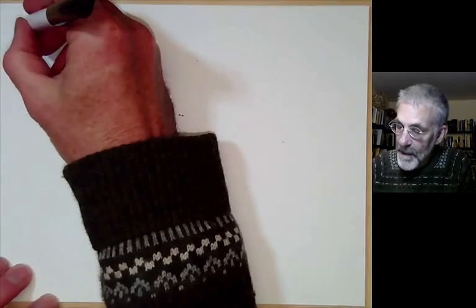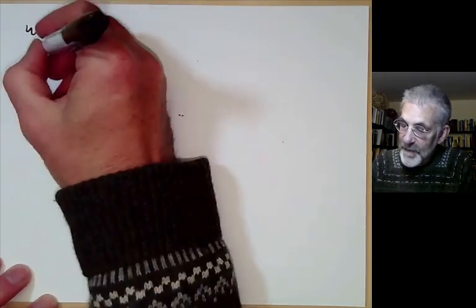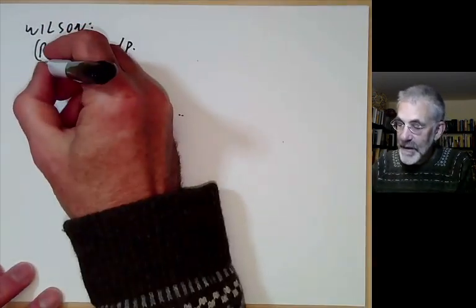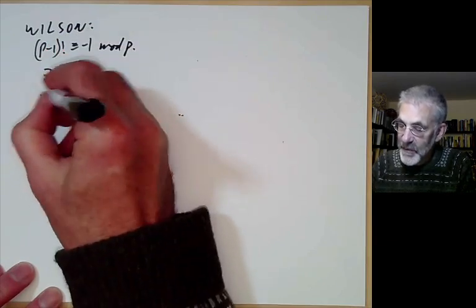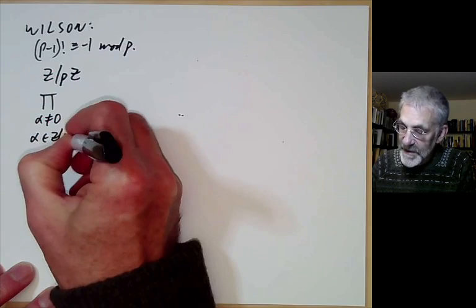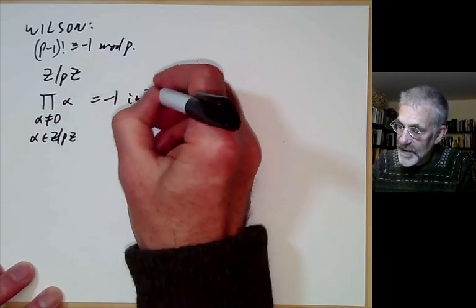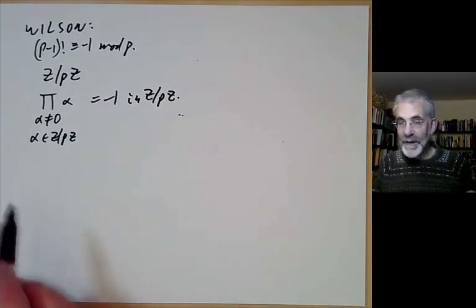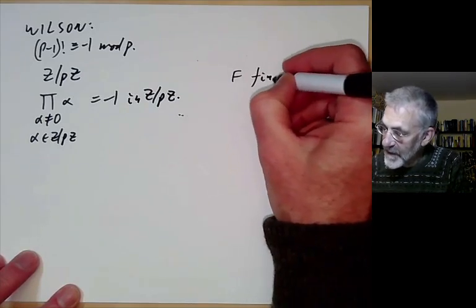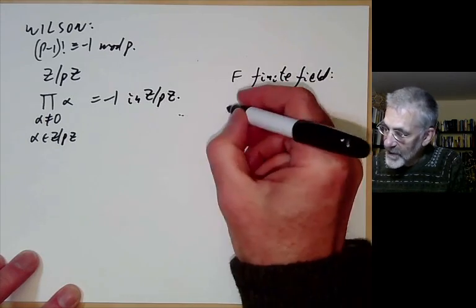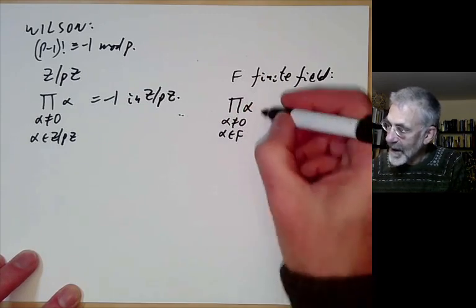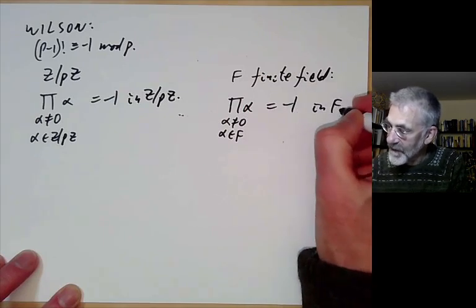Then we had Wilson's theorem, which said that P minus 1 factorial is congruent to minus 1 mod P. And this is for the field Z modulo PZ, and it just says the product over all alpha not equal to 0, alpha in Z modulo PZ, is equal to minus 1 in Z modulo PZ. And the same works for all finite fields. So the analog for finite fields says that if F is a finite field, we can take the product of all elements of the finite field that are non-zero, and this is again equal to minus 1 in the finite field F.